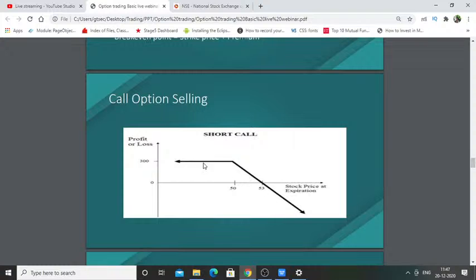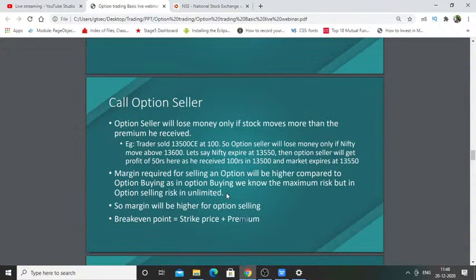If the market is trading below your strike price, or it starts moving lower and lower, you are going to get the profit. This is at zero, and above that it is profit, and below that it is a loss. Here you can see that wherever the market hits, you will make a profit of 300, and above this level, wherever the market starts moving upside, you will get unlimited losses. This line will keep moving down. So this is about call option buying and selling.